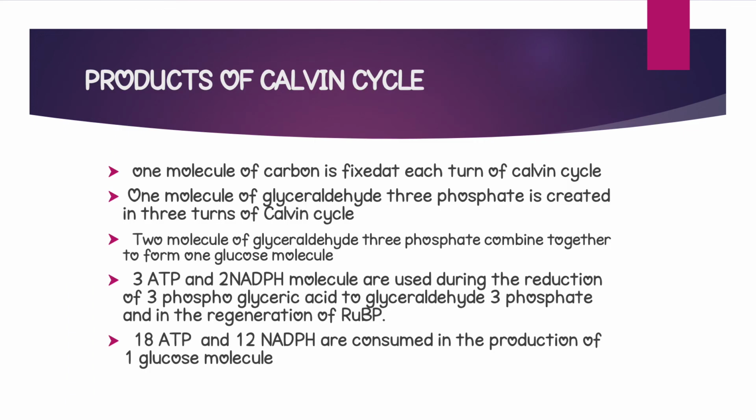Now let's see about the product of the Calvin cycle. 1 molecule of carbon is fixed at each turn of the Calvin cycle. 1 molecule of glyceraldehyde 3-phosphate is created in 3 turns of the Calvin cycle. 2 molecules of glyceraldehyde 3-phosphate combine together to form 1 glucose molecule. 3 ATP and 2 NADPH molecules are used during the reduction of 3-phosphoglyceric acid to glyceraldehyde 3-phosphate and the regeneration of RuBP. 18 ATP and 12 NADPH are consumed in the production of 1 glucose molecule.